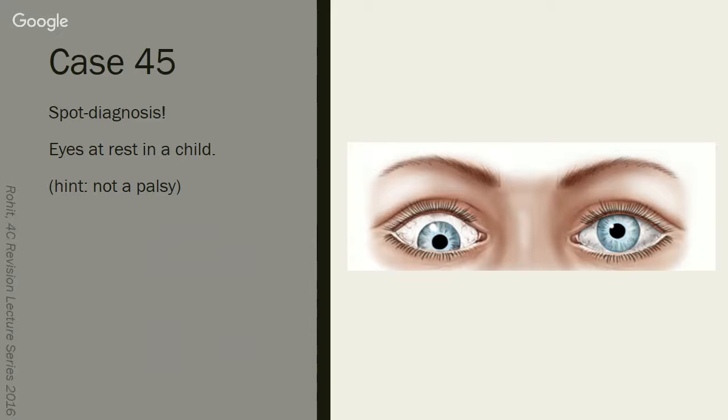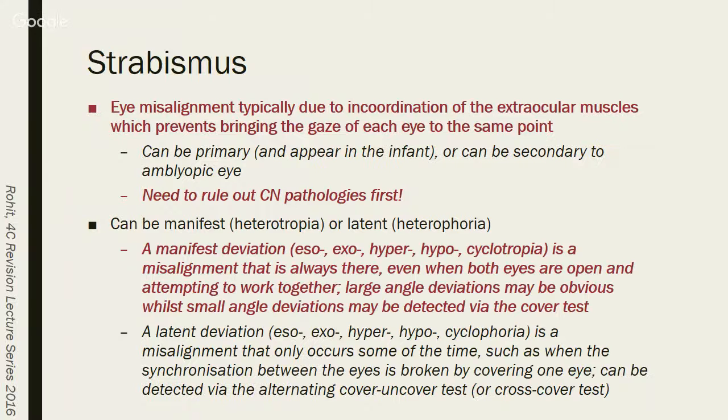Yep, so a type of strabismus, right? Yep, so good. So strabismus is just a misalignment of the eye, not due to any cranial nerve pathology, just due to congenital causes usually. But obviously you want to rule out cranial nerve pathology. You don't need to remember the specifics of this.